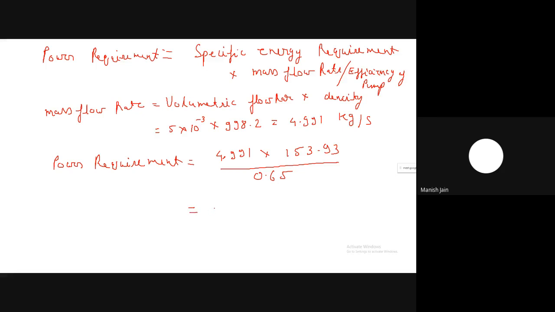So it will come to 1182 joules per second. Joules per second means watt. So 1182 watt, or you can say 1.182 kilowatt. So at least you have to use a 1.5 kilowatt pump, because you either have a 1 kilowatt pump or a 1.5 kilowatt pump. So you have to use at least a 1.5 kilowatt pump in this case, while the actual power requirement in the pump is 1.182 kilowatt.